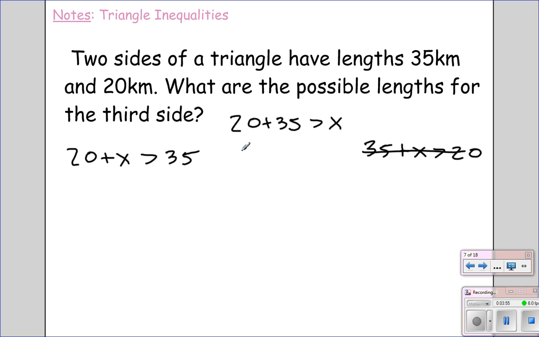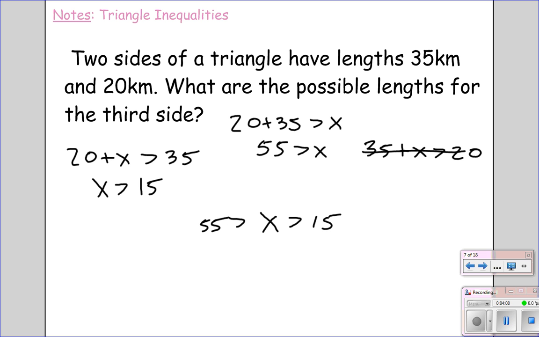So here I get on this one, 55 has to be greater than x, so x is less than 55. If I subtract 20, I get x has to be greater than 15. So my range is x is greater than 15, less than 55. So anything between 15 and 55 works.